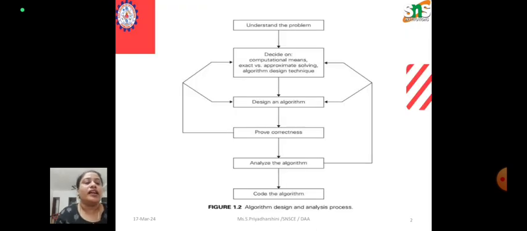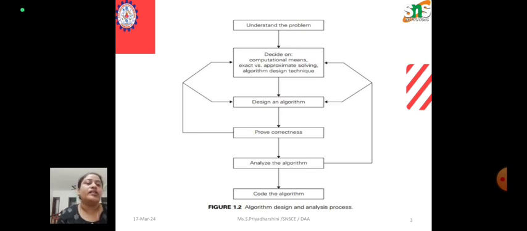So initially in algorithm design and analysis process there are crucially 6 steps. So the first step is to understand the problem. The programmer or the program solver should understand keenly what the particular problem is. Then the next step is to decide on the computational means, the algorithm design techniques that is to be used, or let's say you have to decide on what the computational device is, what data structure you are going to use. All this should be decided, and then you have to efficiently design an algorithm.